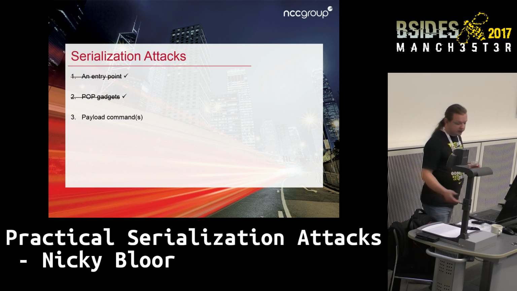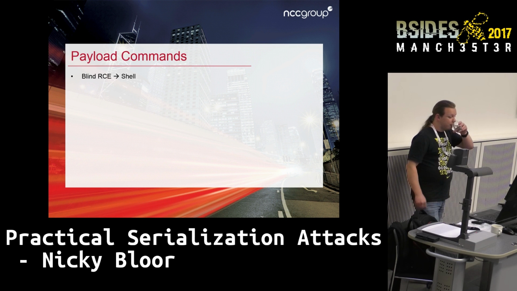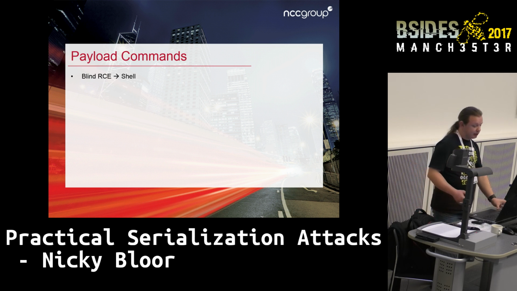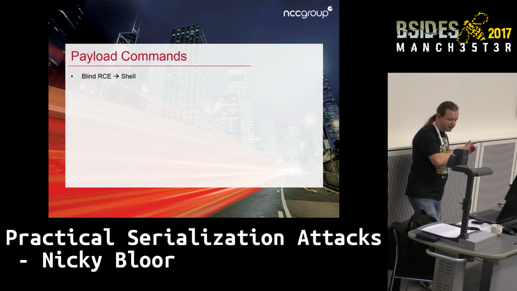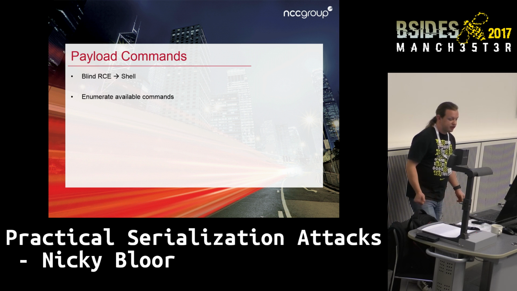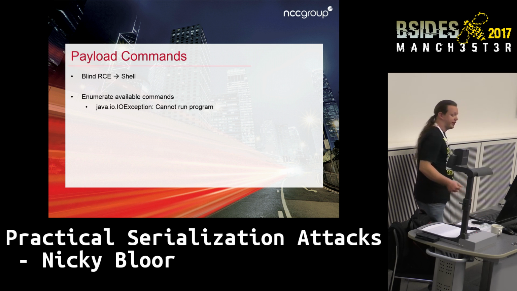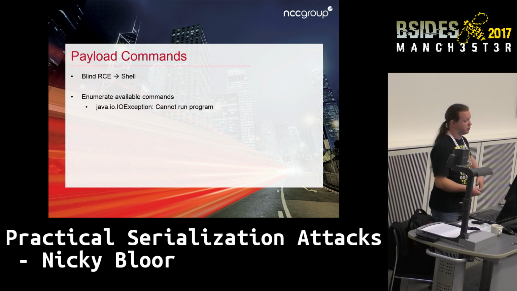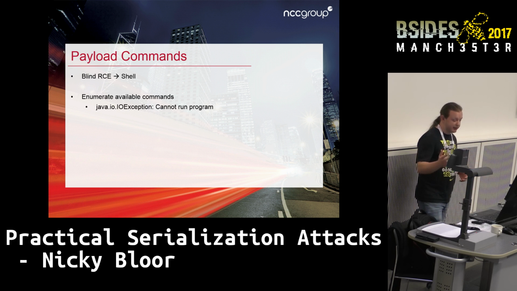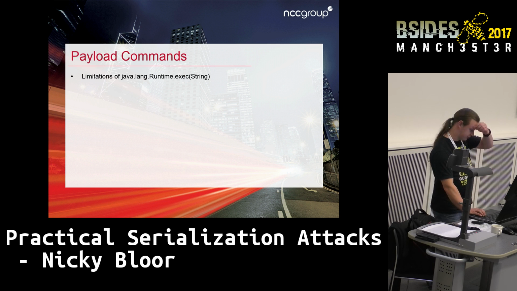So with that, we've got the entry point, we've got the gadgets, and we need some payload commands to execute. Ideally, we want to get from blind RCE to a shell, so we can interact with the machine and gain further access to the server or environment. So the first thing that we might do is enumerate the commands that are available. Again, we can use the same technique, cannot run program. If we try to execute wget and we get that back, then we've not got wget as a potential command.